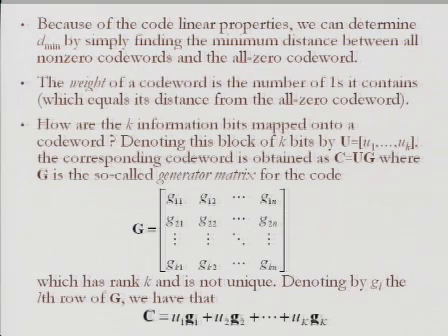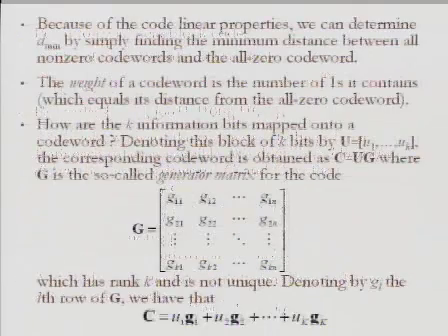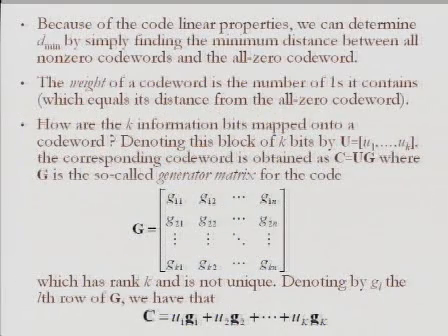So G is a matrix that has k rows and n columns. For this particular code, it'll be a 2 by 3 matrix. So in general, it's a k by n matrix, has rank k, and is not unique. So the same code can have multiple G's, and I'll tell you later why this is so and how you can change G's.